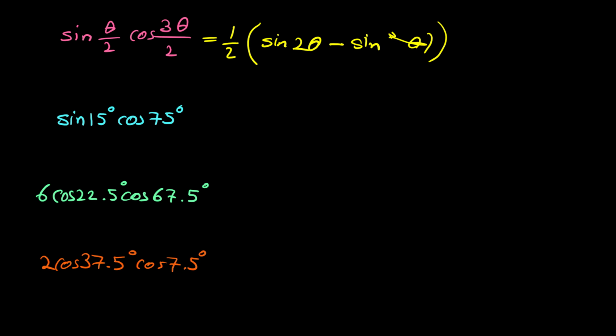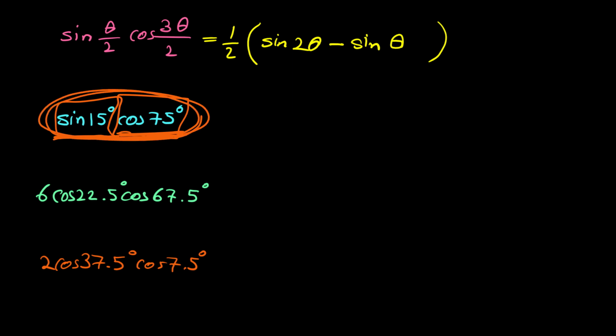So the final answer is 1/2 sine of 2 theta minus sine of theta. Look at the next example. Sine of 15 degrees times cosine of 75 degrees. You can find the value of sine of 15 degrees and cosine of 75 degrees with a calculator, and then you can multiply these values. But without a calculator, we want to find the value of this expression.